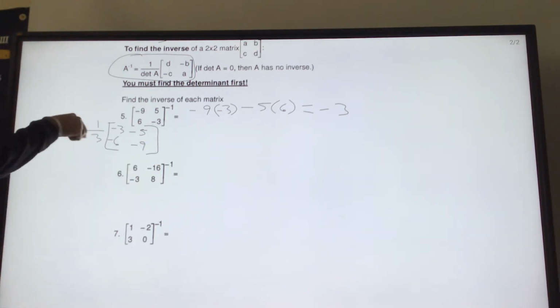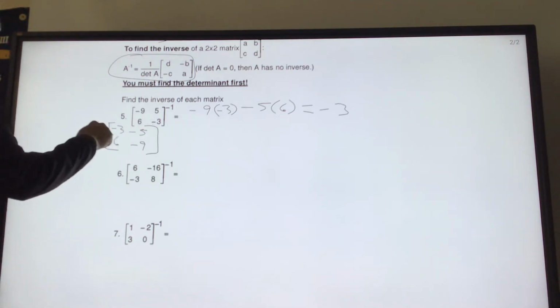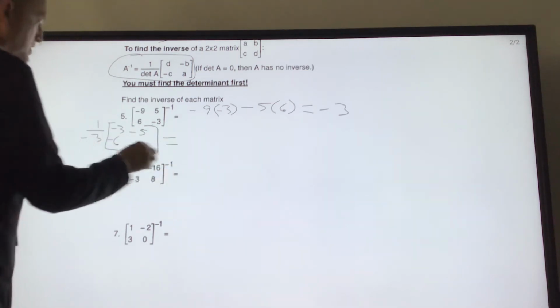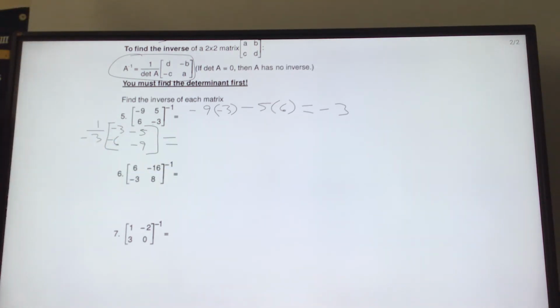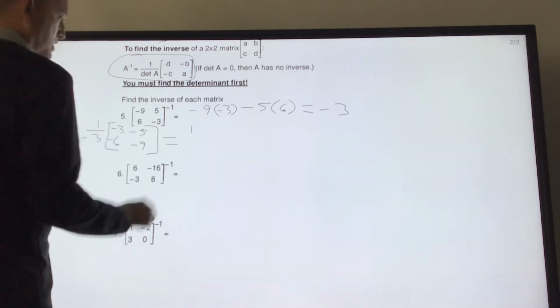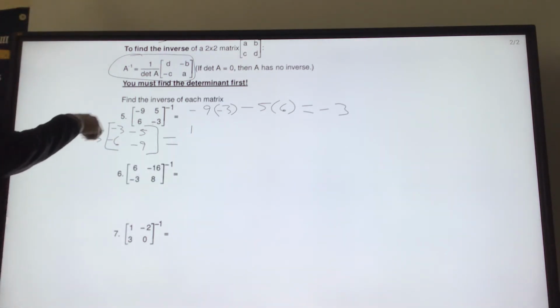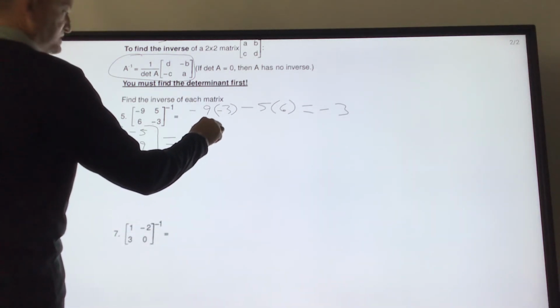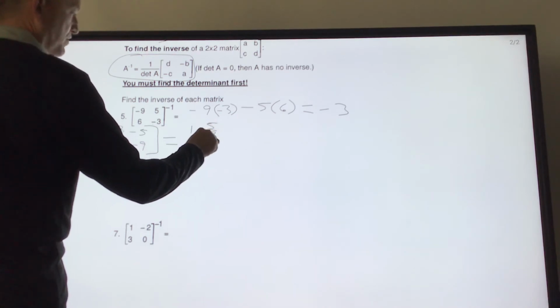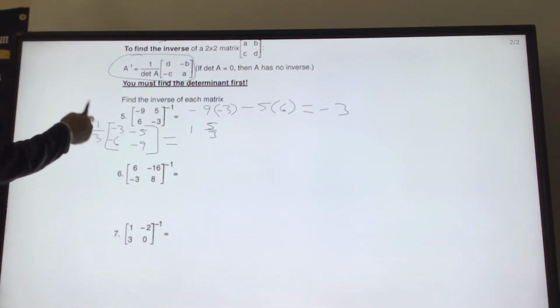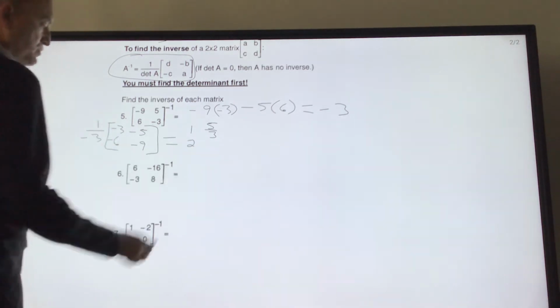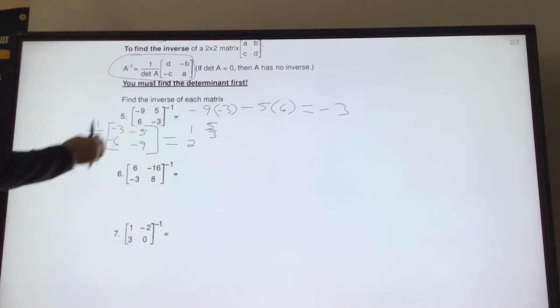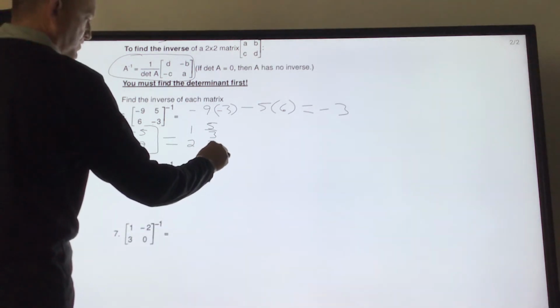Okay, from there, I have a number touching parentheses or brackets in this case. So we are going to distribute, multiply, negative 1/3 times negative 3. That is a positive 1. Negative 1/3 times negative 5. We can leave it a fraction, just a reduced one, is a positive 5/3. Negative 1/3 times negative 6. That would be a positive 2. And negative 1/3 times negative 9 is a positive 3.